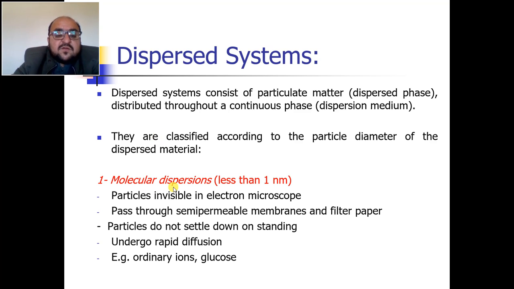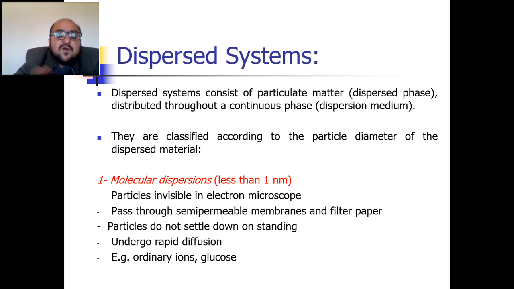What is molecular dispersion? Molecular dispersion is when the particle size in the dispersion is less than 1 nanometer. When the particle size is less than 1 nanometer, the particles are invisible in the electron microscope. They can easily pass through the semi-permeable membrane as well as the filter paper. The particles do not settle down on standing, but they can undergo rapid diffusion.